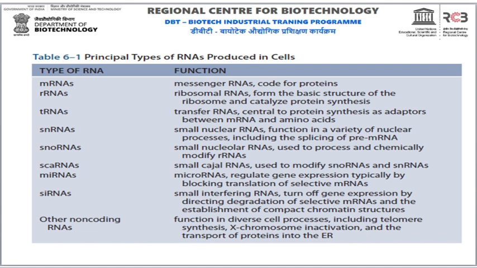Okay. Next is small nucleolar RNA, which is used to modify the ribosomal RNA, and the small Cajal RNA, which is employed for modifying both the snoRNAs and snRNAs. Okay. Next is microRNA. This microRNA regulates gene expression by blocking the translation of selective mRNA. Okay. Next is siRNA, which is called small interfering RNA. The small interfering RNA also turns off gene expression by directing the degradation of selective messenger RNA. Also they are involved in the establishment of compact chromatin structure.